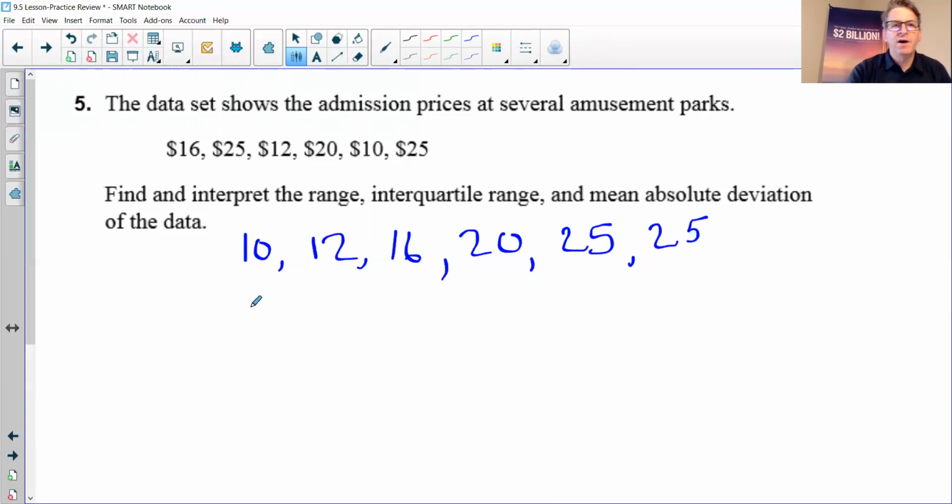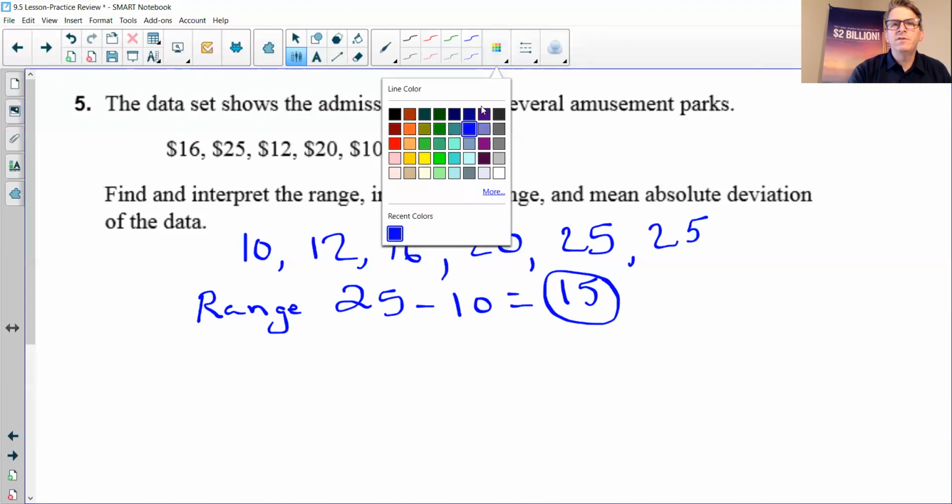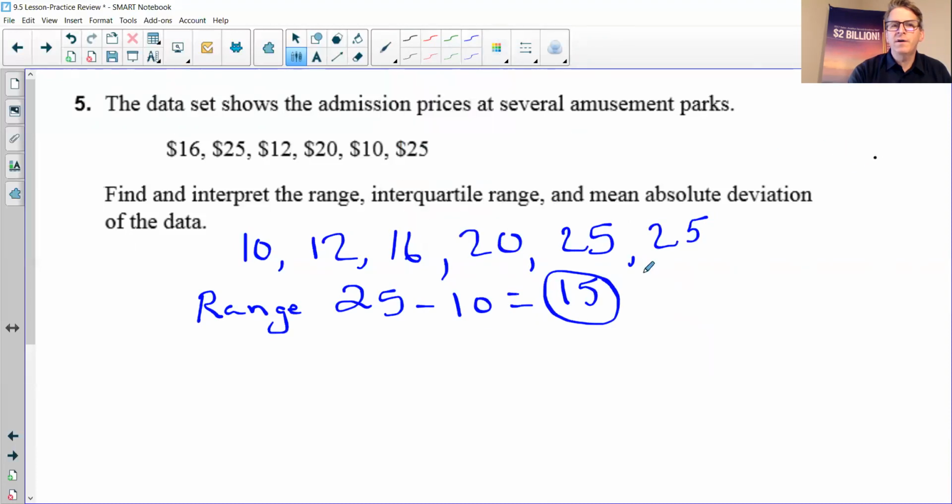All right, range, home on the range, here it is. 25 minus 10. The range is 15. 15 is the range. Now let's shift gears to the IQR.